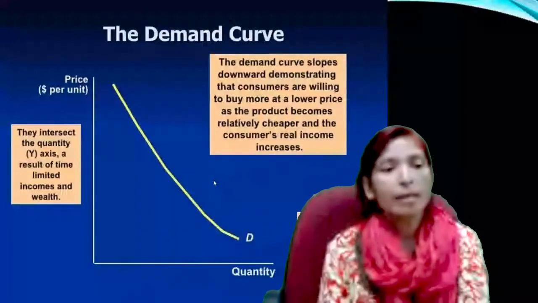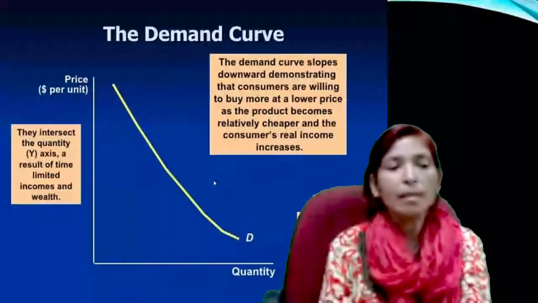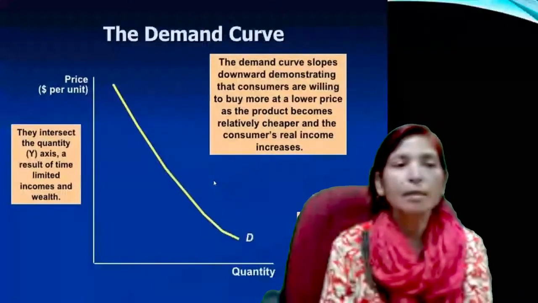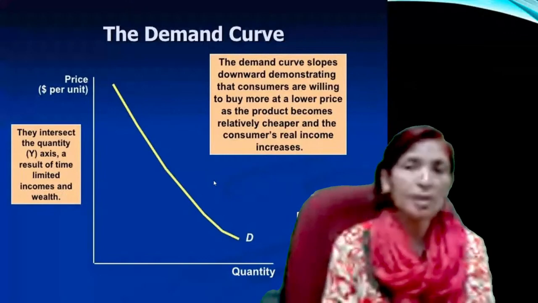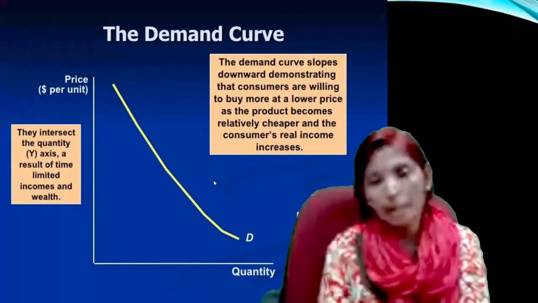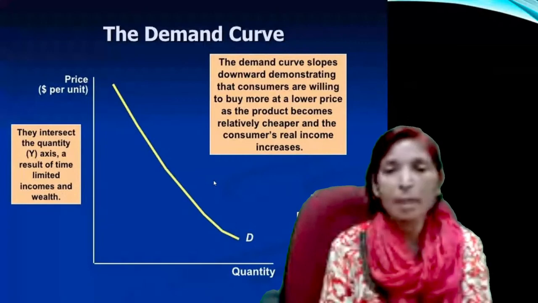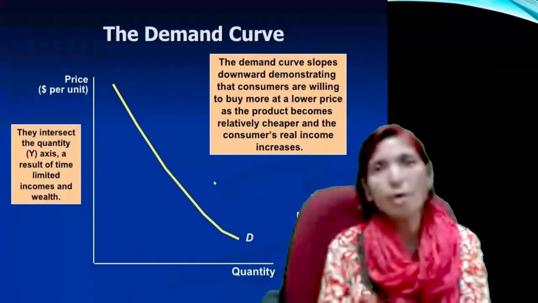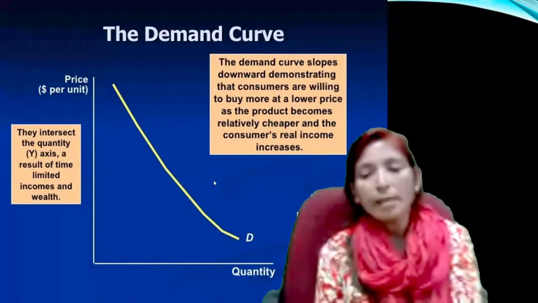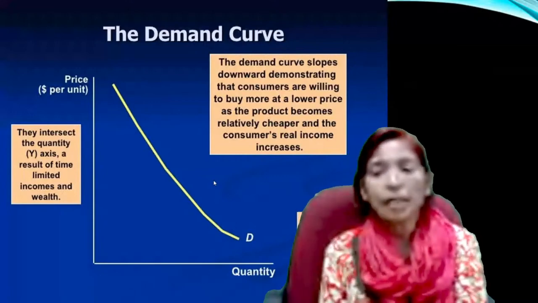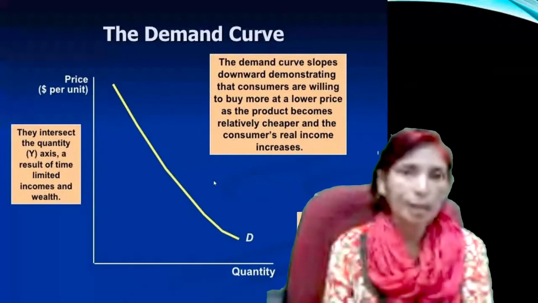They intersect the quantity axis as a result of limited income and wealth. On the x-axis we write quantity, and on the y-axis we take price. As price rises, demand falls, and as price falls, demand rises. There is an inverse relationship between price and demand. That's why the demand curve slopes downward. They also intersect the quantity axis as a result of time limitations and diminishing marginal utility.